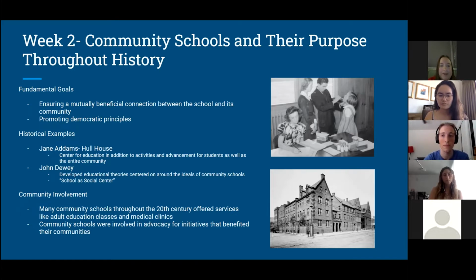And then a lot of these community schools were involved in community activities and were very important for the community around them. Throughout the 20th century, they often offered services like adult education classes and medical clinics, and community schools were involved in advocacy for initiatives that benefited the communities around them. And then I used pictures of a medical clinic inside a community school, and on the bottom, that's a picture of Hull House.